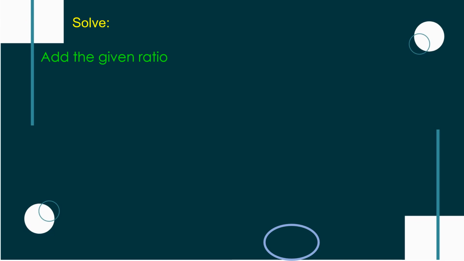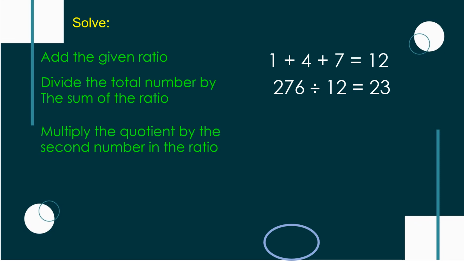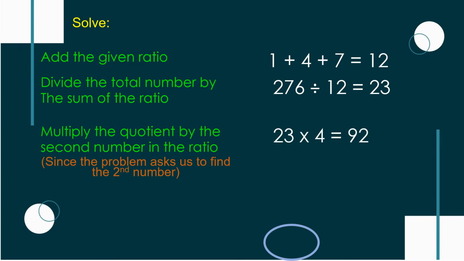Then let us solve. First, add the ratio. Since the ratio is 1 is to 4 is to 7, we just simply add them all together. We have 1 plus 4 plus 7 equals 12. Then, divide the total number by the sum of the ratio. 276 divided by 12 equals 23. Then multiply the quotient by the second number in the ratio. Since the problem asks us to find only the second number, therefore, the second number is 92.